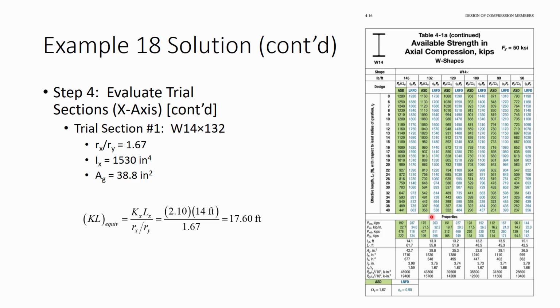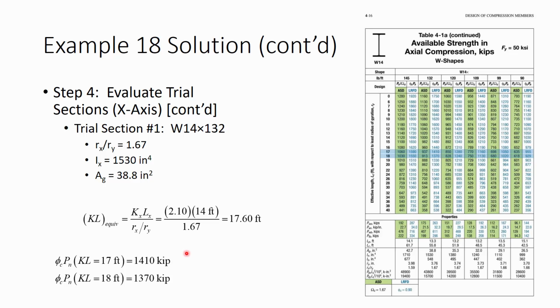It comes out to about 17.6 feet. So obviously the table doesn't have an entry for 17.6 feet, but it does have an entry for 17 and 18. Now we're looking at the 132. So this is 132, the 17 and the 18. I'm getting a capacity of 1,410 kips and 1,370 kips.